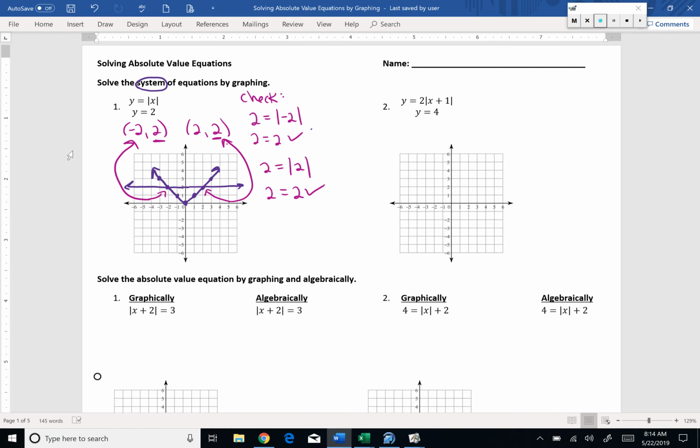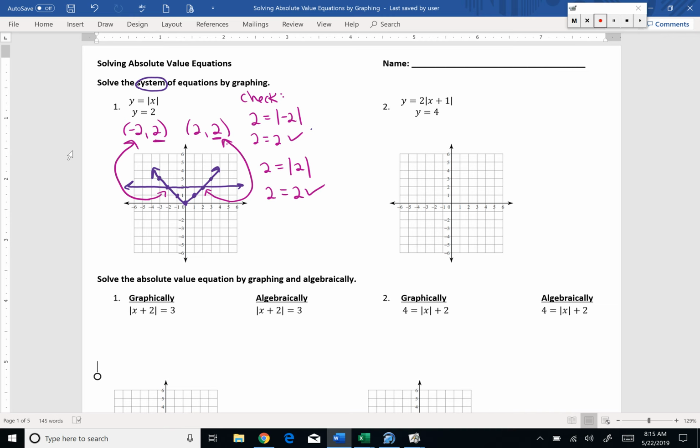So really, the only new idea right now is that we're going to have 2 solutions on this graph. We've graphed systems before. We've graphed absolute value before. We've graphed horizontal lines before, and we've found intersection points before. But we've never had one that had 2 solutions. We've had 1, we've had none, and we've had infinitely many, but we've never had 2.